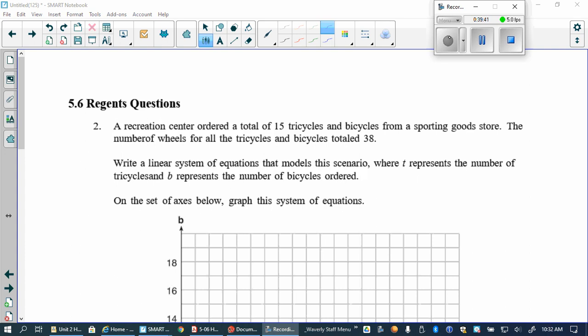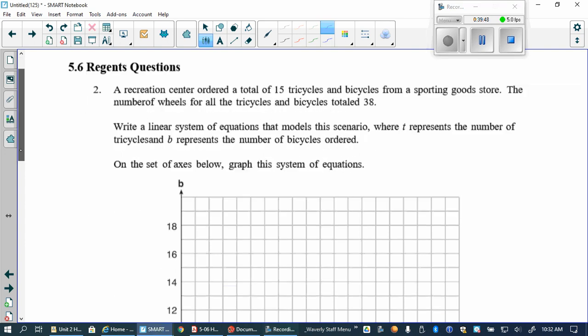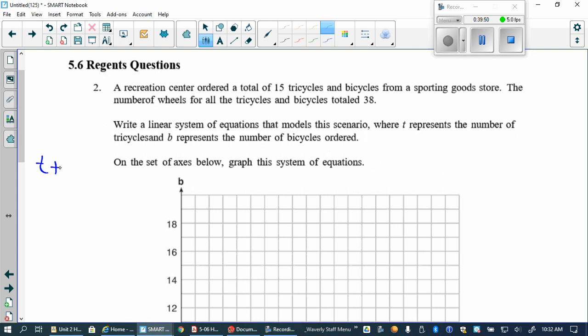For the total number of bicycles and tricycles altogether, T plus B equals 15. We'll say that one more time. T plus B equals 15, right? Now give me an equation for the total number of wheels. 3T plus 2B equals 38. So each tricycle has 3 wheels, so it's 3 times the number of tricycles plus 2 times the number of bicycles gives you 38 wheels.